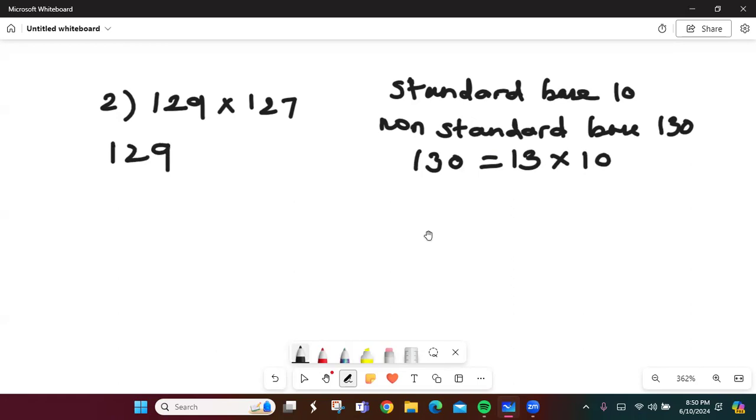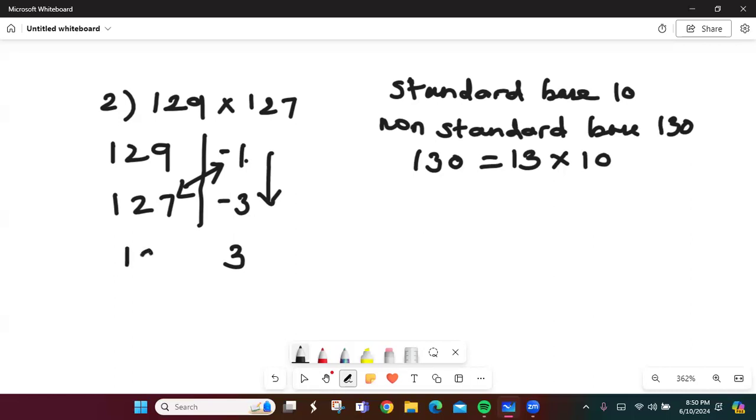Write 129 and 127, one below the other. Now 129 is one less than the non-standard base 130, so I'll write -1 here. And 127 is 3 less than the non-standard base 130. So take the product in this column, -1 into -3, that is 3. And do the cross addition, 127 plus -1 or 129 plus -3. Both will give me 126.